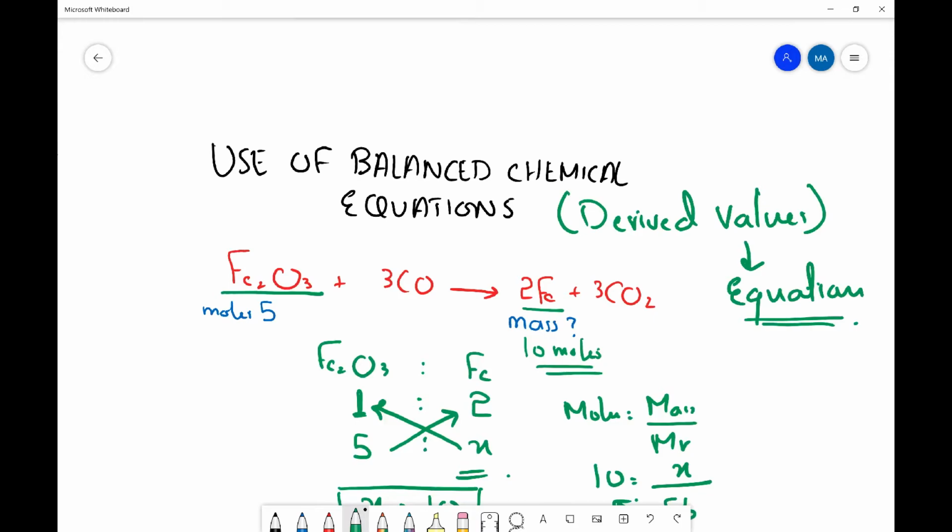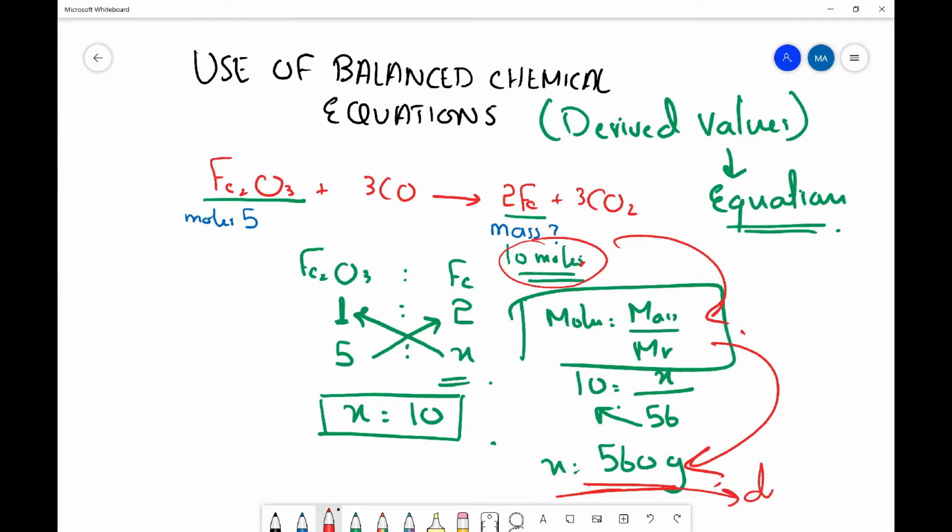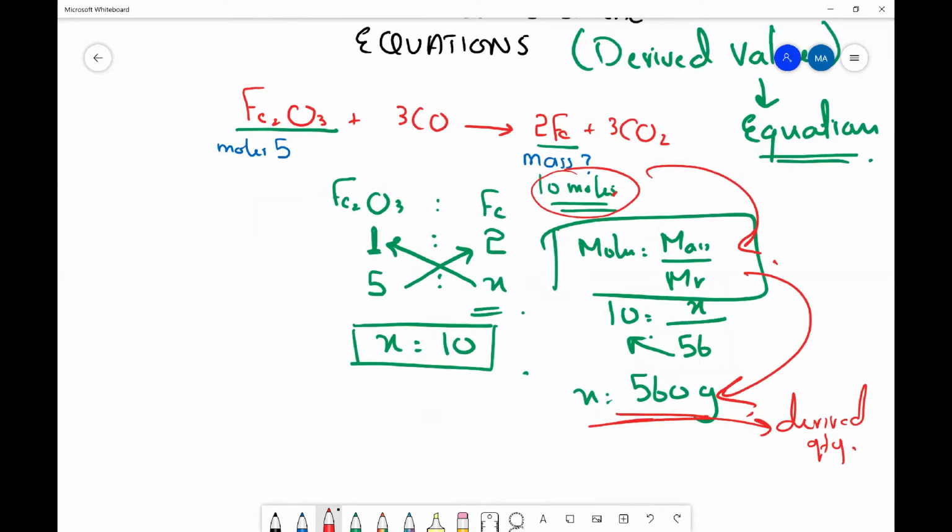Moles is equal to mass over Mr. This is the equation that we used. And the supporting quantity was the moles that we figured out from the stoichiometry method. And then we use these moles alongside this equation to figure out the mass. This is the derived quantity here. Mass is the derived quantity. So you should understand the difference here, that you can use these balanced chemical equations for multiple purposes.